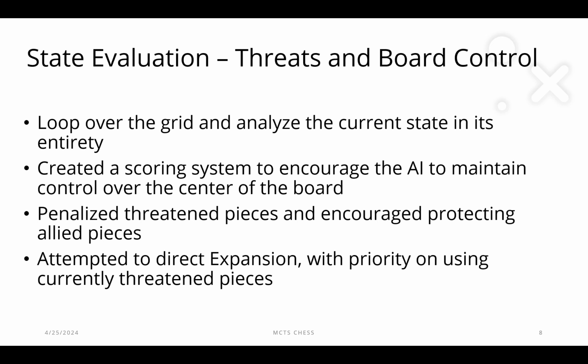I then focused on threats and board control. I looped over the board game grid to analyze the current state, different aspects of it. I added a scoring system to evaluate state to encourage the AI to maintain control over the center of the board. Specifically, I added small point adjustments to controlling the four center squares and the squares around those. I also penalized having your pieces be threatened by the opponent and encouraged protecting your allied pieces.